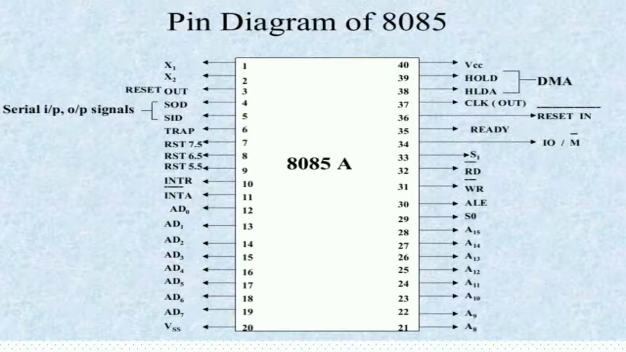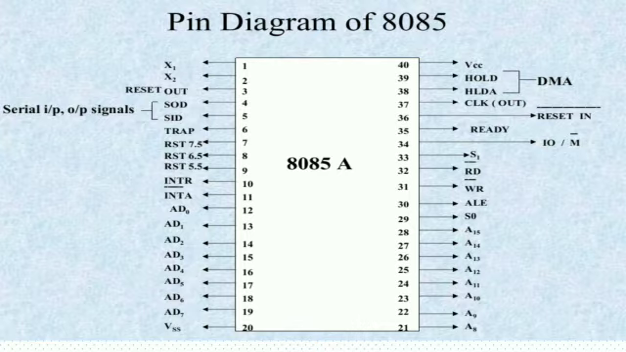Okay. The next one is the pin configuration of 8085 processor. The 8085 consists of a 40 pin IC. The total is having 40 pins.